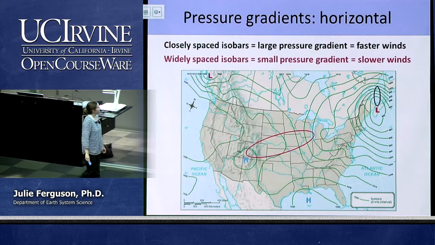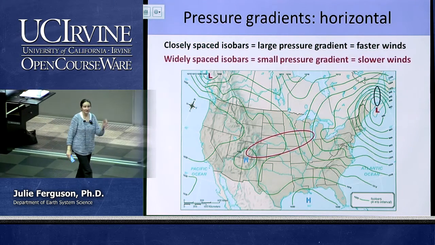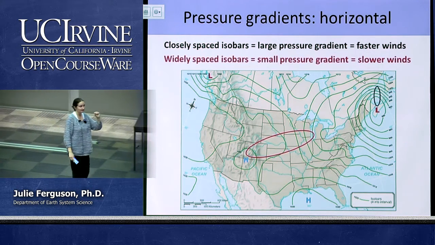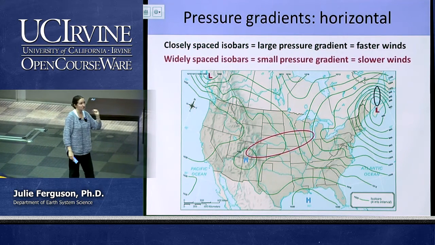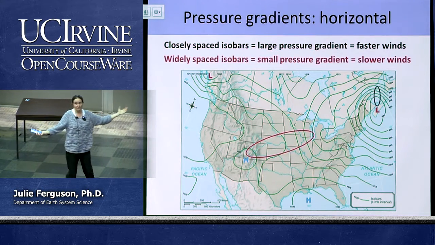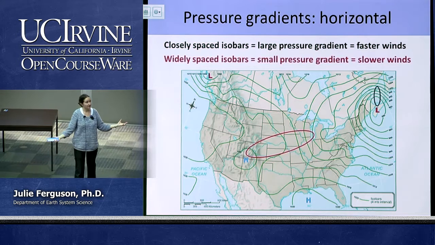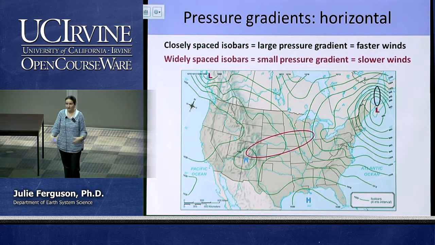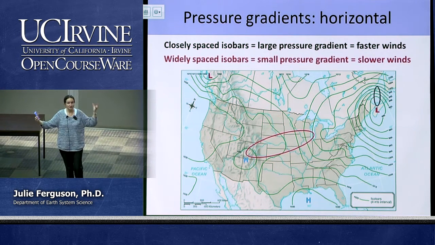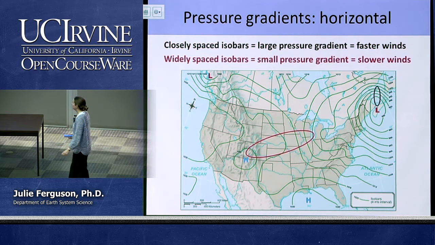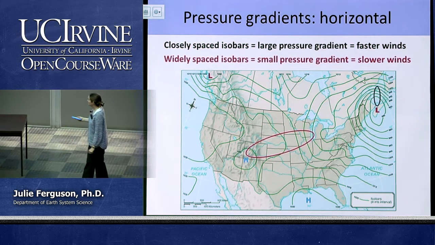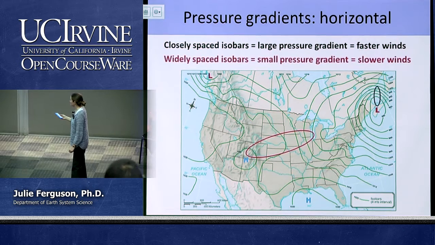So, key thing to remember, when we have closely spaced isobars, we have the fastest winds, the strongest winds. When they're really far apart, we don't have very strong winds, okay? Because in order for air to move, there has to be a pressure gradient. And so where there isn't very much of a pressure gradient, we don't have very strong winds.